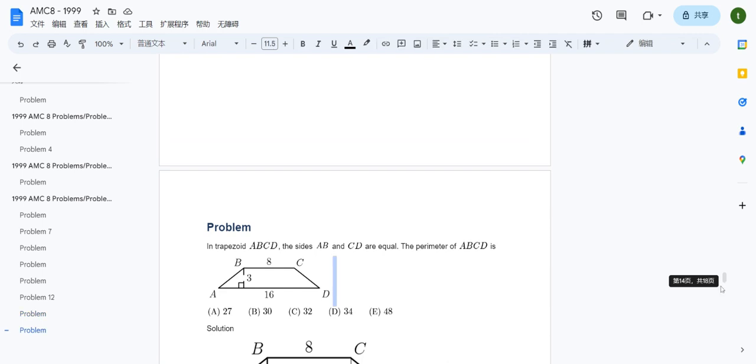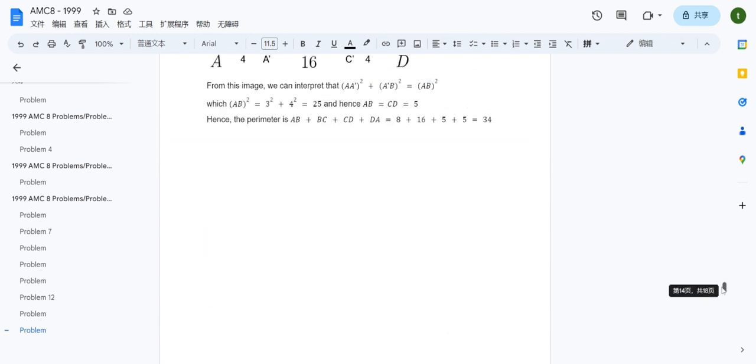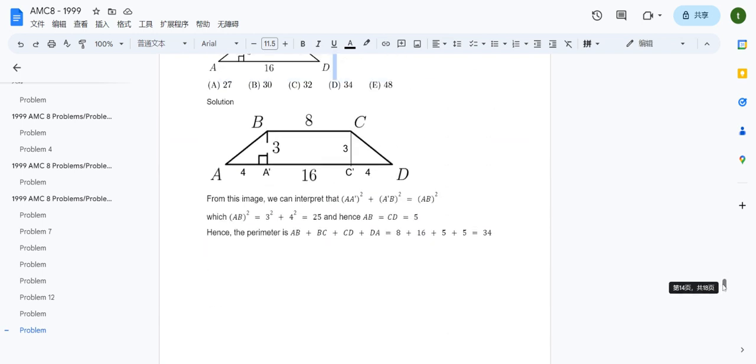Now let's talk about the next problem. In trapezoid ABCD, sides AB and CD are equal. What is the perimeter of ABCD? We have the choices: A 27, B 30, C 32, D 34, E 48. Now let's talk about the solutions. Basically, we can annotate them because BA is 3, so CC is also 3. In this case, we are able to find that this triangle forms a Pythagorean triple.